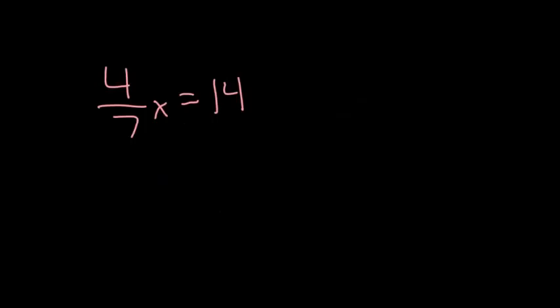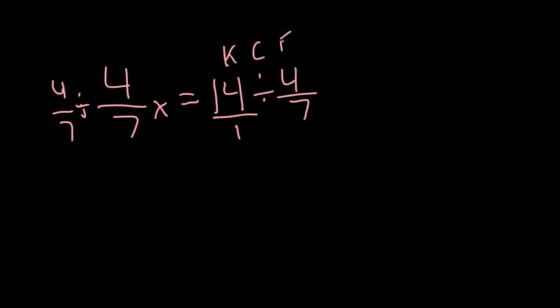Alright, so now I have 4/7 x equals 14, so that's 4/7 times x, so the opposite of multiplying would be dividing. So I'm going to divide by 4/7. So change this to be 14 over 1, to keep, change, flip. So that'd be 14 over 1 times 7 over 4.